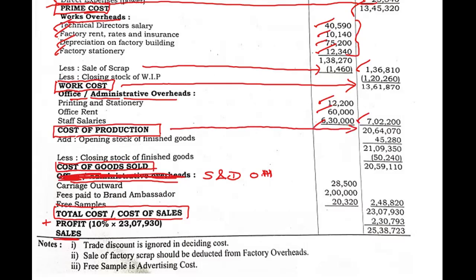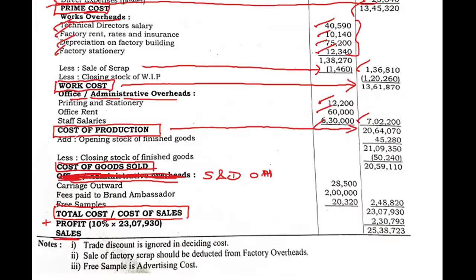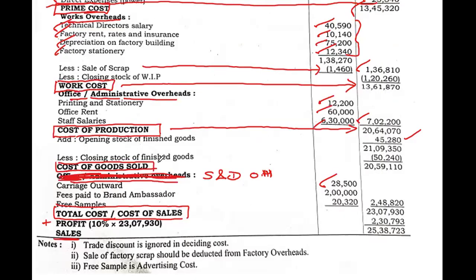In that, opening stock of finished goods and closing stock of finished goods will be adjusted, which is given. The opening stock of finished goods is 45,280, which will come here after cost of production, and from that the closing stock of finished goods, that is 50,240, which is given here, will be deducted. After adding the opening and deducting the closing stock of finished goods, we will get cost of goods sold.